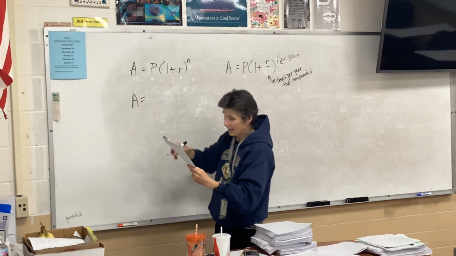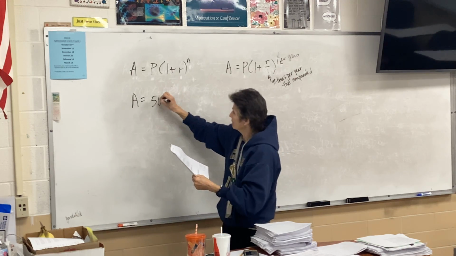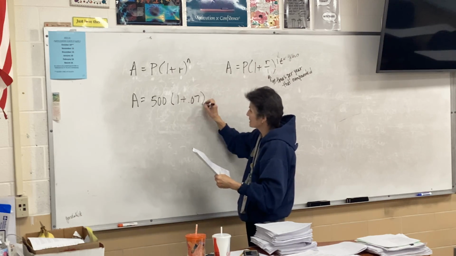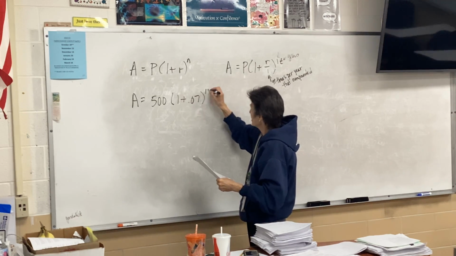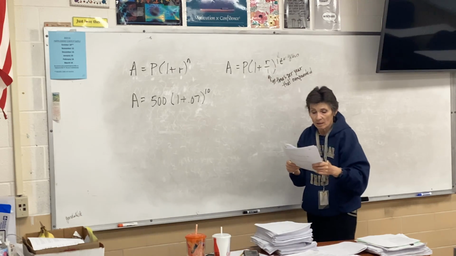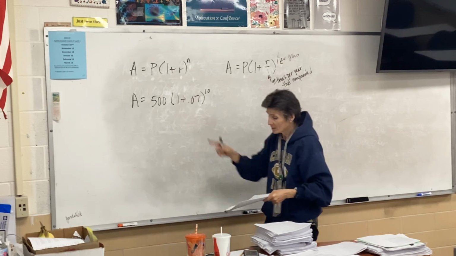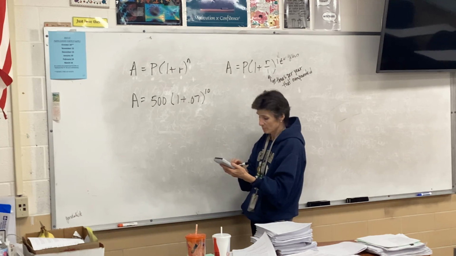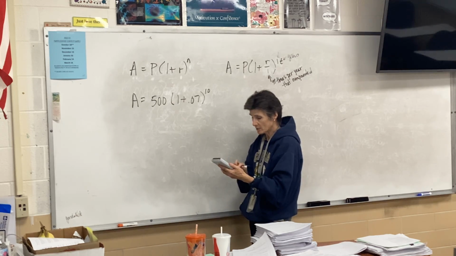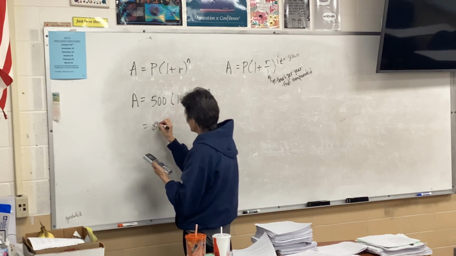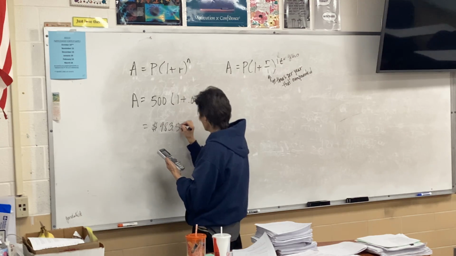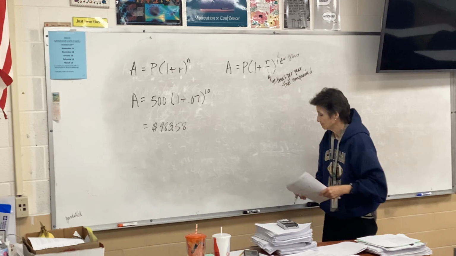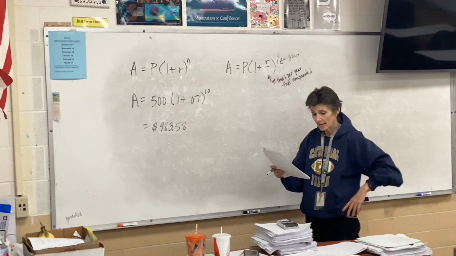I want to know how much I'll have if I invest $500, that's my principal, at 7%, 0.07, to the 10th power because I am waiting 10 years. So I'm going to figure this out on my calculator. So 500 times 1.07 raised to the 10th. Looks like that investment's going to be worth $983.58 if I round it off to the nearest cent. Okay, now let's look at the next one.